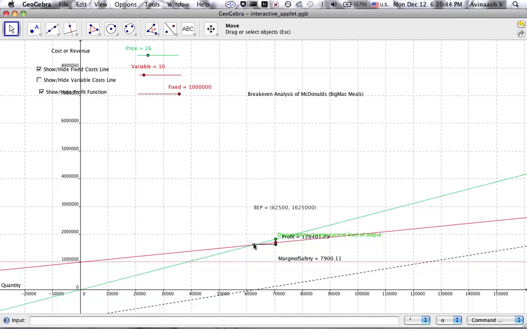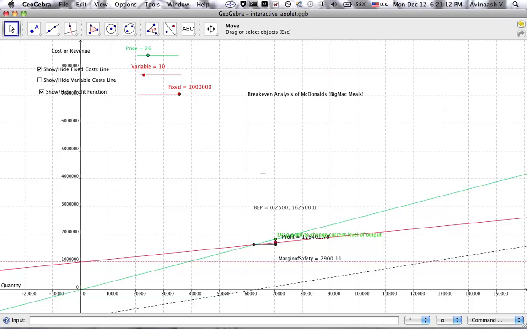Using the contribution rule, we can also figure out the break-even point, which is fixed cost, so 1 million in this case, over the unit contribution, which is 26 minus 10, which is 16. The break-even quantity, BEQ, refers to the level of output where total costs equal total revenue. That is the quantity of burgers. It is not a monetary value.